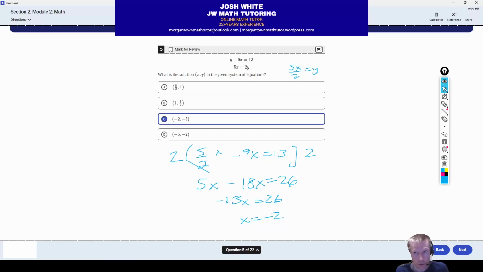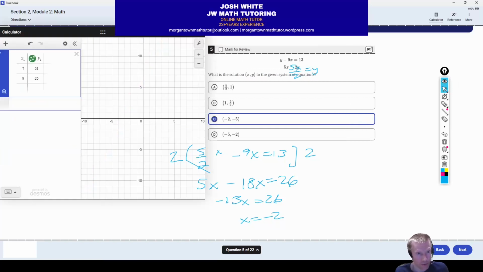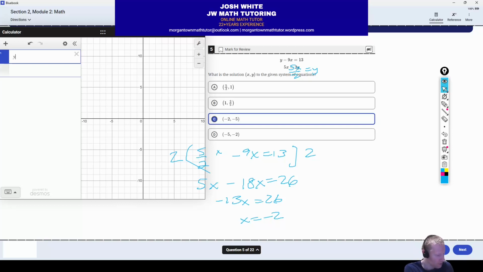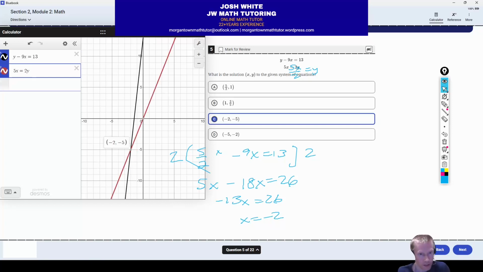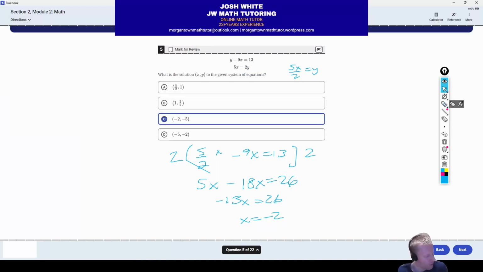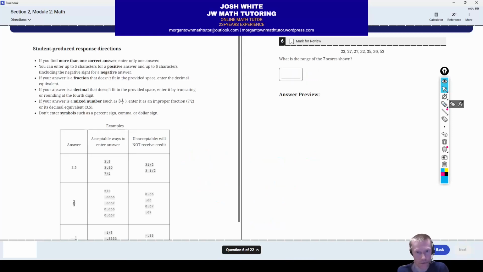Now, we could also do this very quickly in Desmos, probably much quicker than solving it out by hand. So I'm just going to type in both equations. There's the first one. Here's the second one. Where do they intersect? Right here, negative 2, negative 5. Correct answer confirms it's letter C. Now we can move on to the next question.